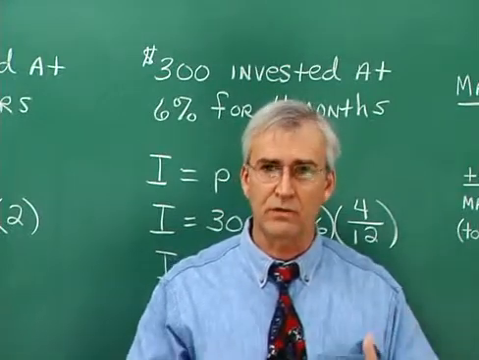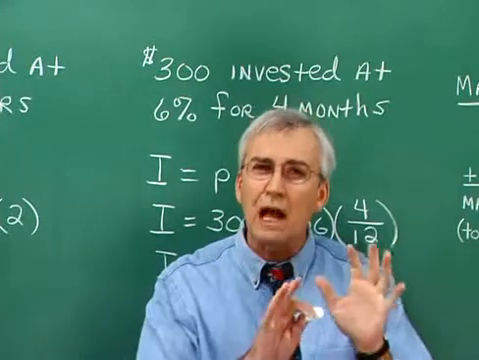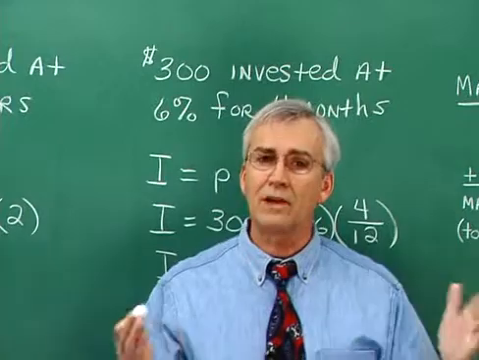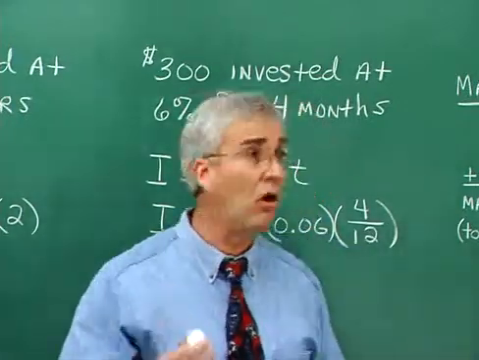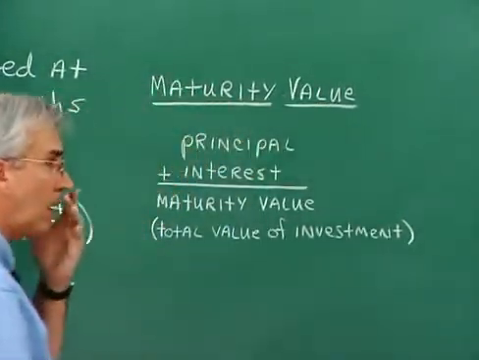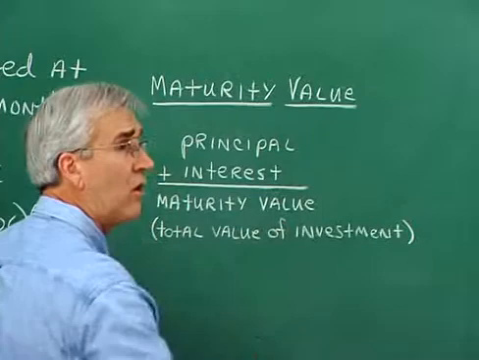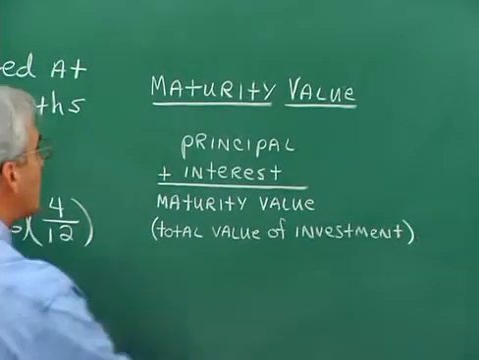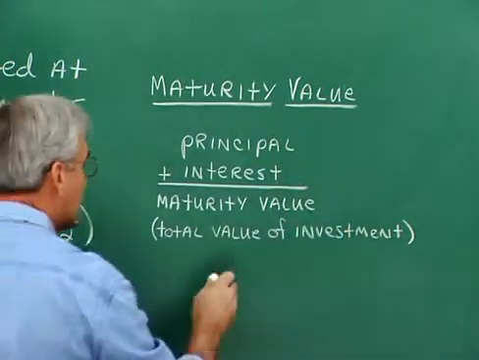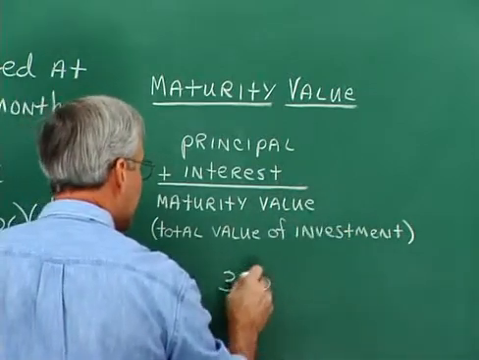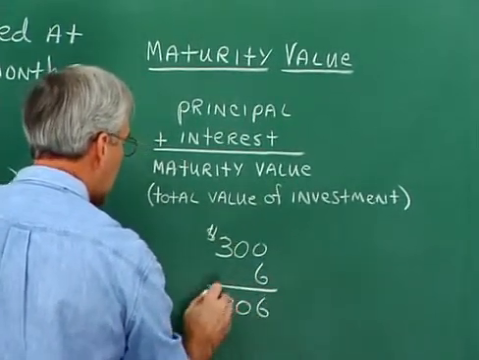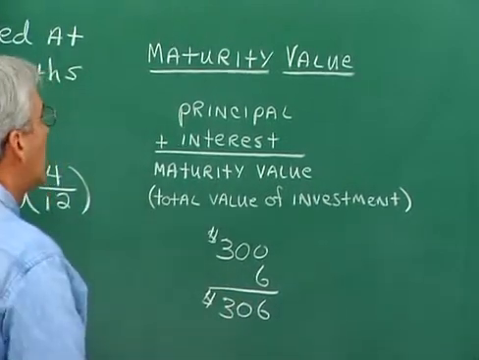So $6 plus 300, the total value of the investment is now $306. Now, that total value of the investment is called maturity value. And this is just a fancy word for the principal along with all of the accumulated interest. Maturity value. So it's just principal plus interest gives maturity value. And in the problem that we were just looking at, the principal was $300, the interest $6. So $306 is the maturity value of the investment.